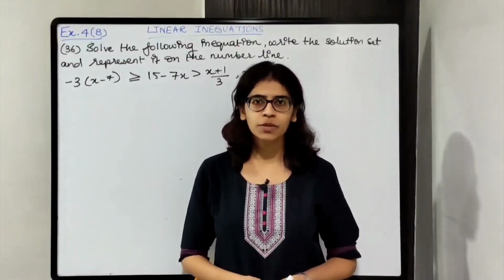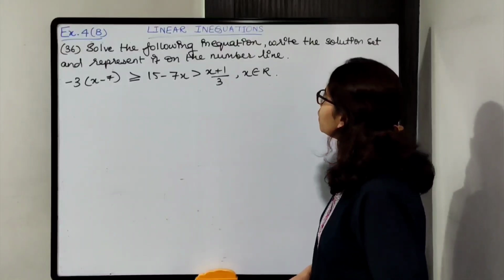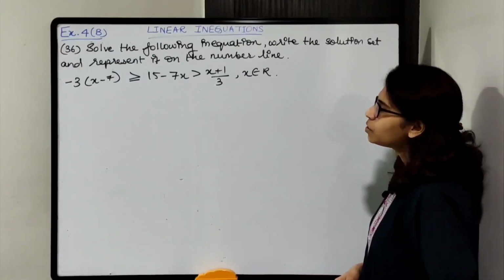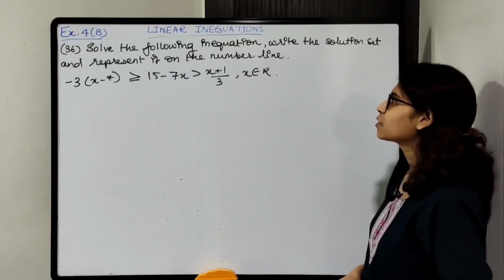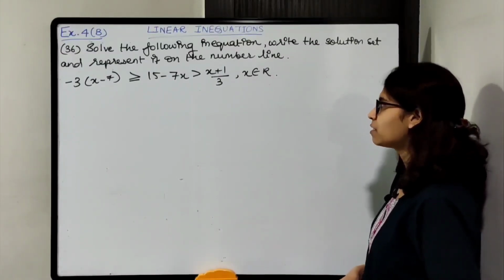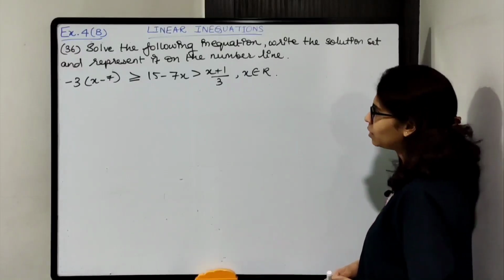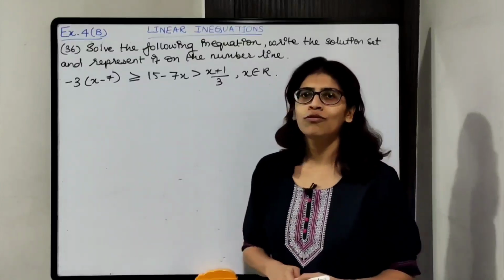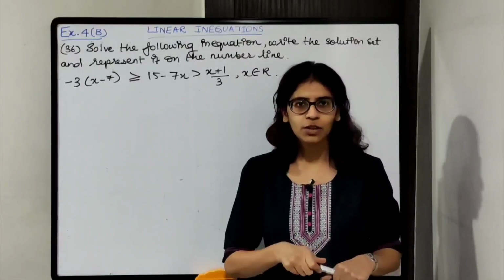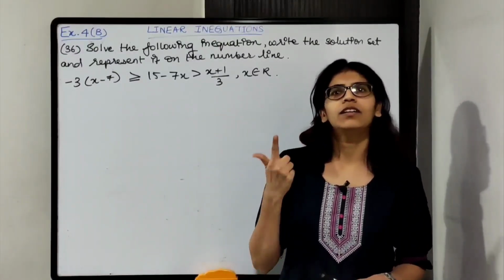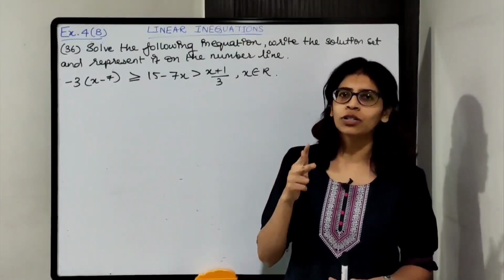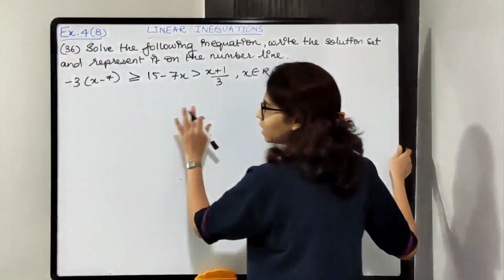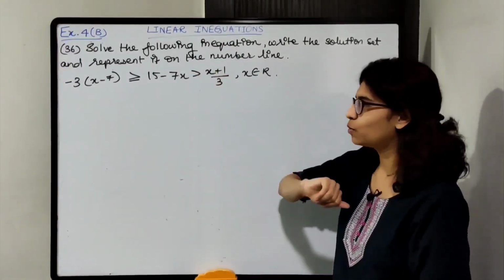Next question, question number 36. Solve the following inequation, write the solution set and represent it on the number line. Minus 3 into x minus 7 is greater than or equal to 15 minus 7x, which is greater than x plus 1 by 3, where x belongs to R, that is the set of real numbers. So first thing that we have to do is solve the inequation. Okay. Second, we write the solution set, and third, plot on the number line. So first let's solve. Write down the inequation. I'm not writing it again. Okay. I'll start from here only.